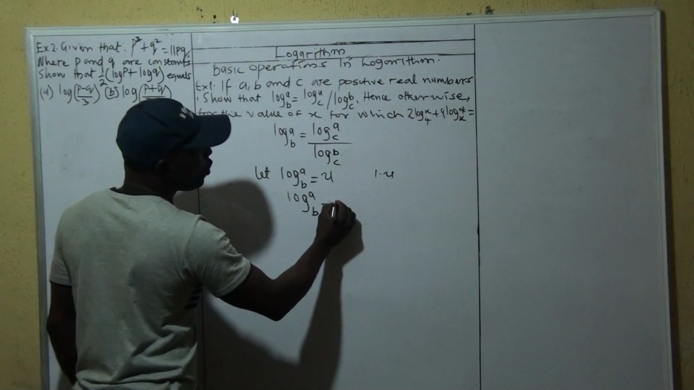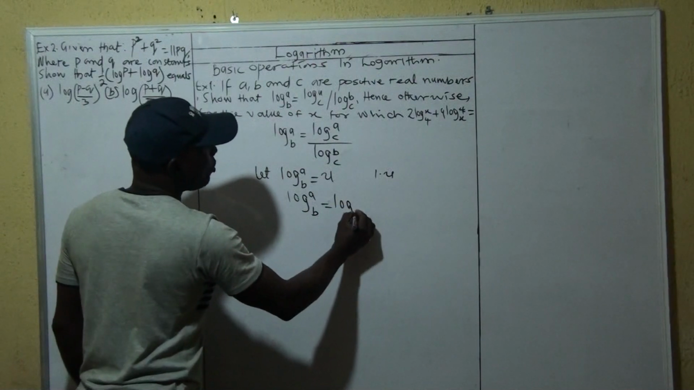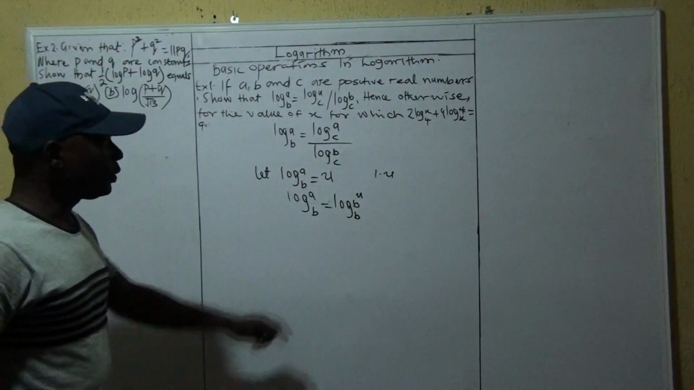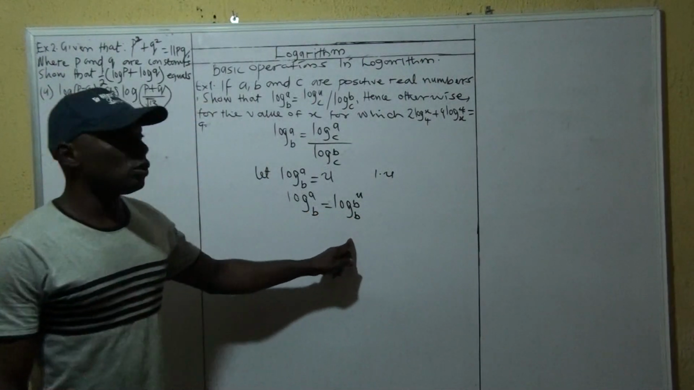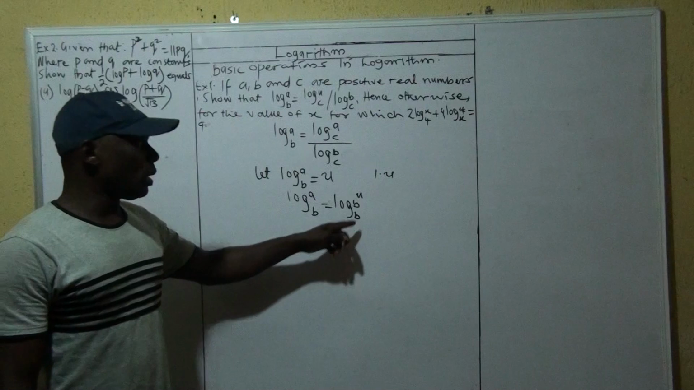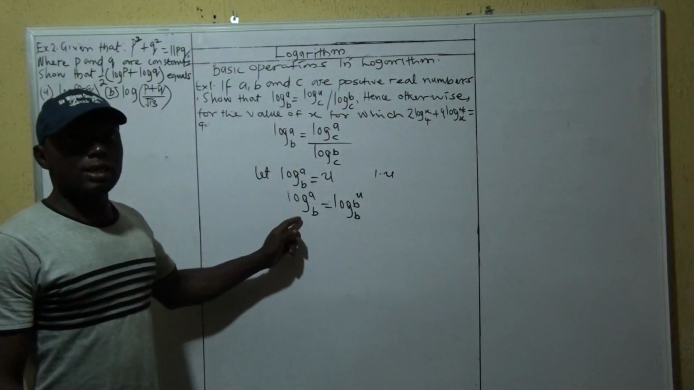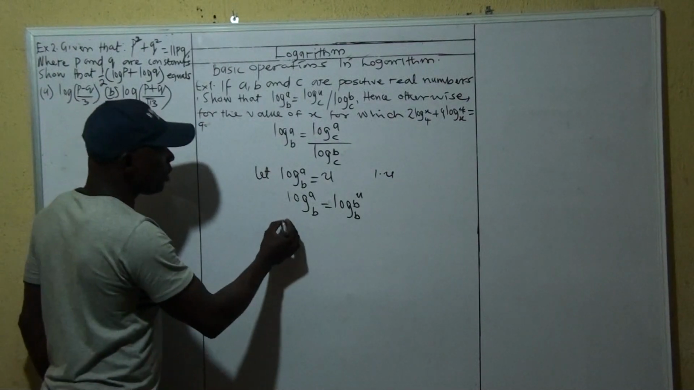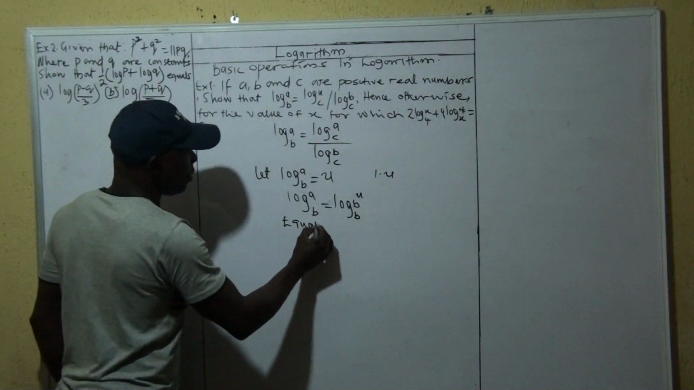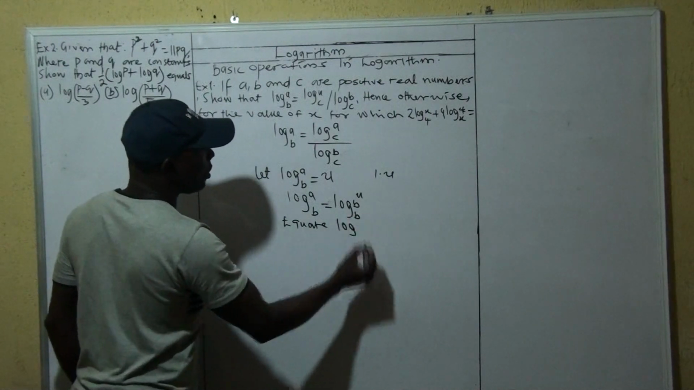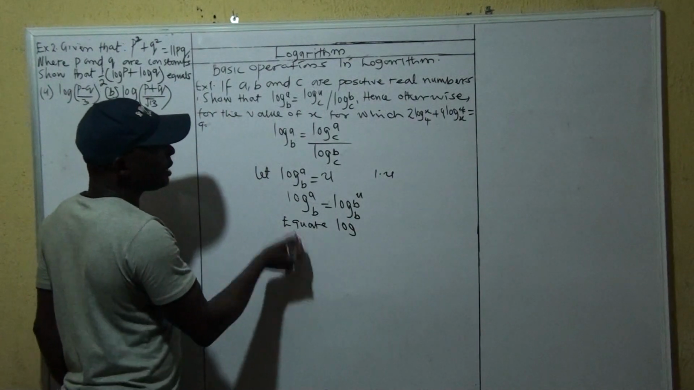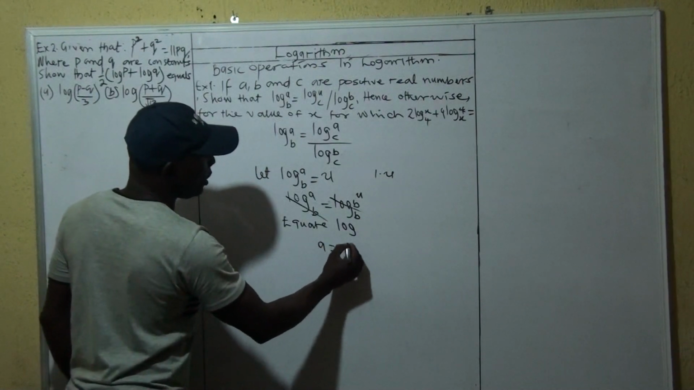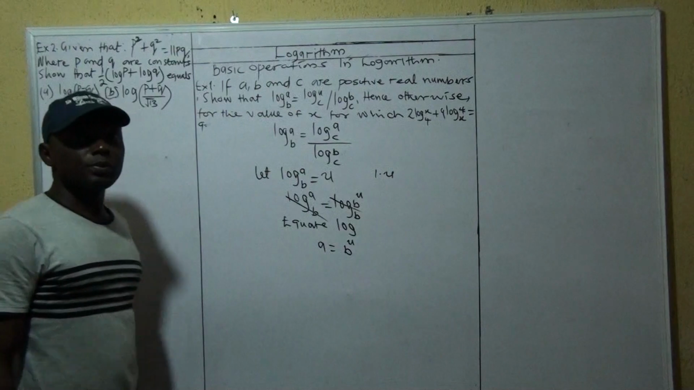So here we can say log A base B is equal to log B raised to power U, since log B to base B is 1, so 1 times U is U. We are replacing it because the base here is B, and that's why we are formulating on this side. Then the next thing is to equate log. If we equate log, it simply means that A is equal to B raised to power U.